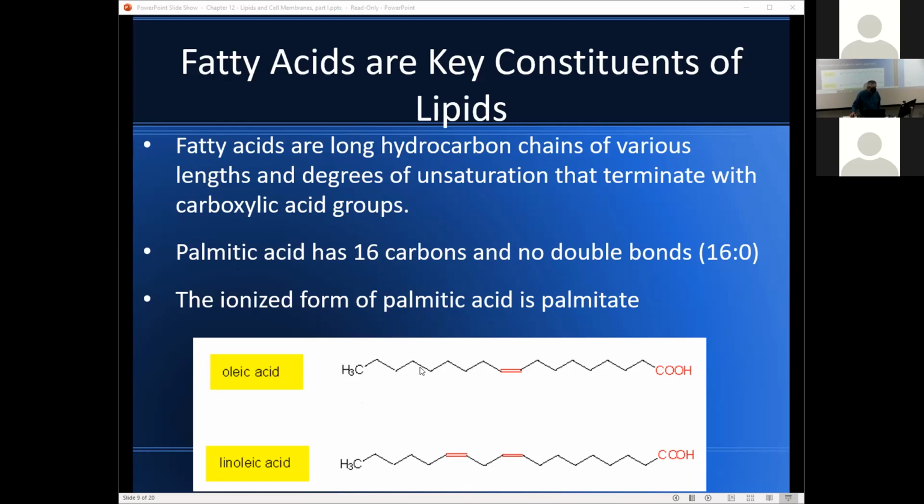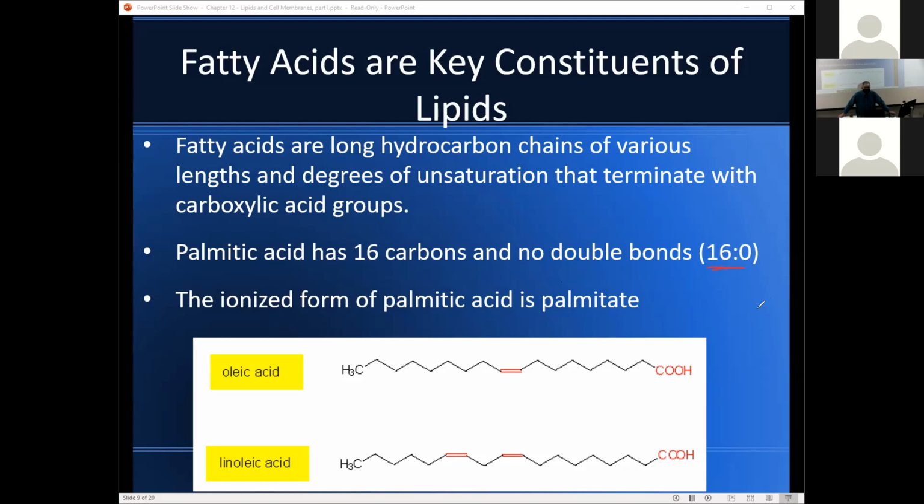Palmitic acid has 16 carbons and no double bonds. And the way that we denote that is 16:0. Okay, 16:0 means it's a 16 carbon fatty acid with no double bonds. The ionized form of palmitic acid is palmitate. So you guys should be kind of familiar with this notation before.